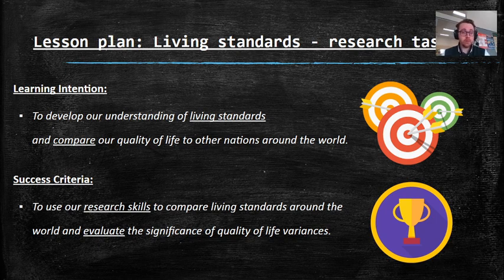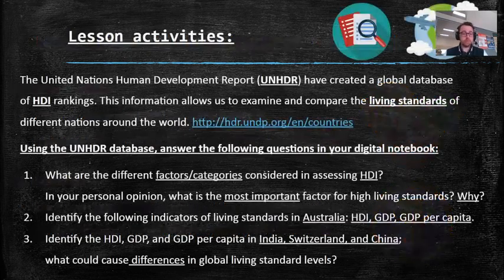So looking at global living standards, global well-being. Our success criteria is to use our research skills to compare living standards around the world and evaluate the significance of quality of life variances, differences. So what does it mean that we have all these places around the world that have such high or such low standards of living?